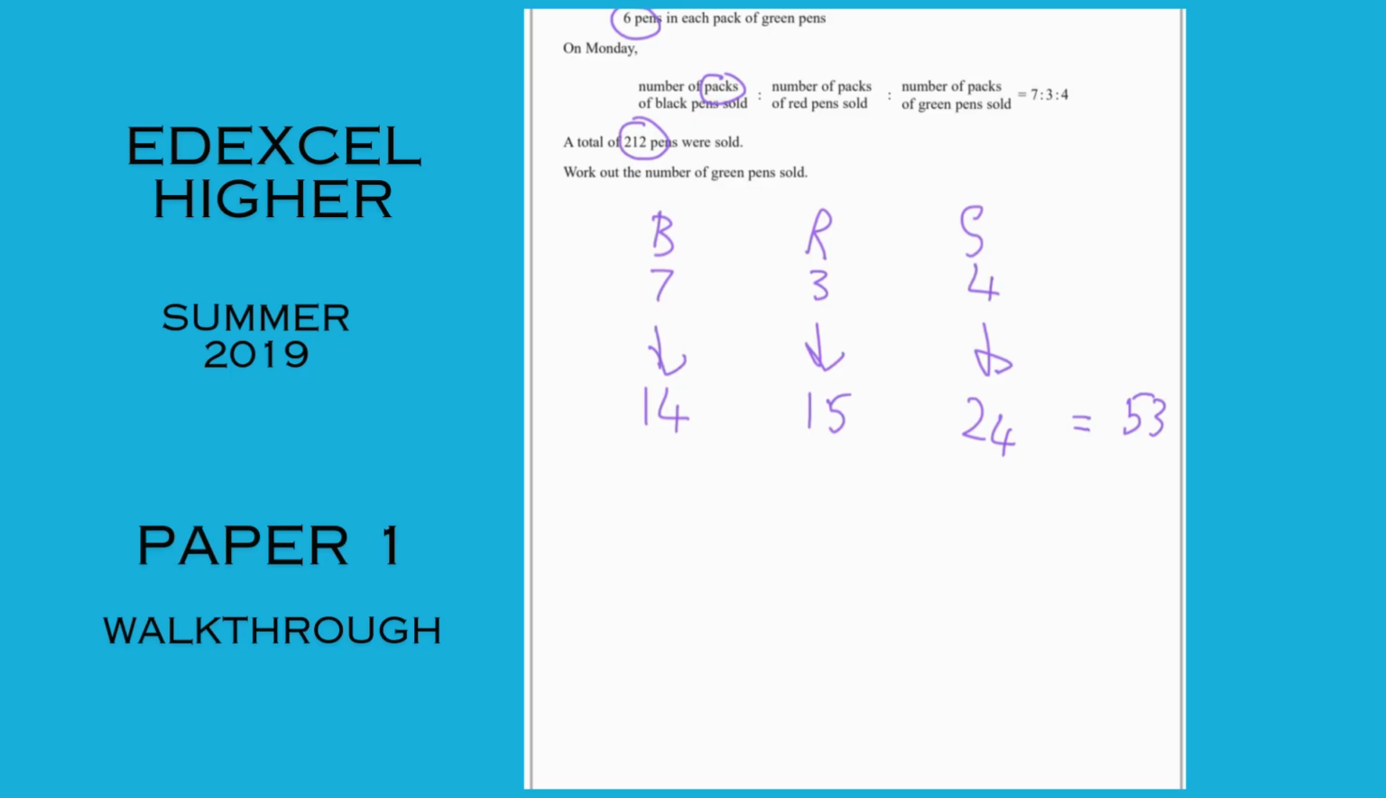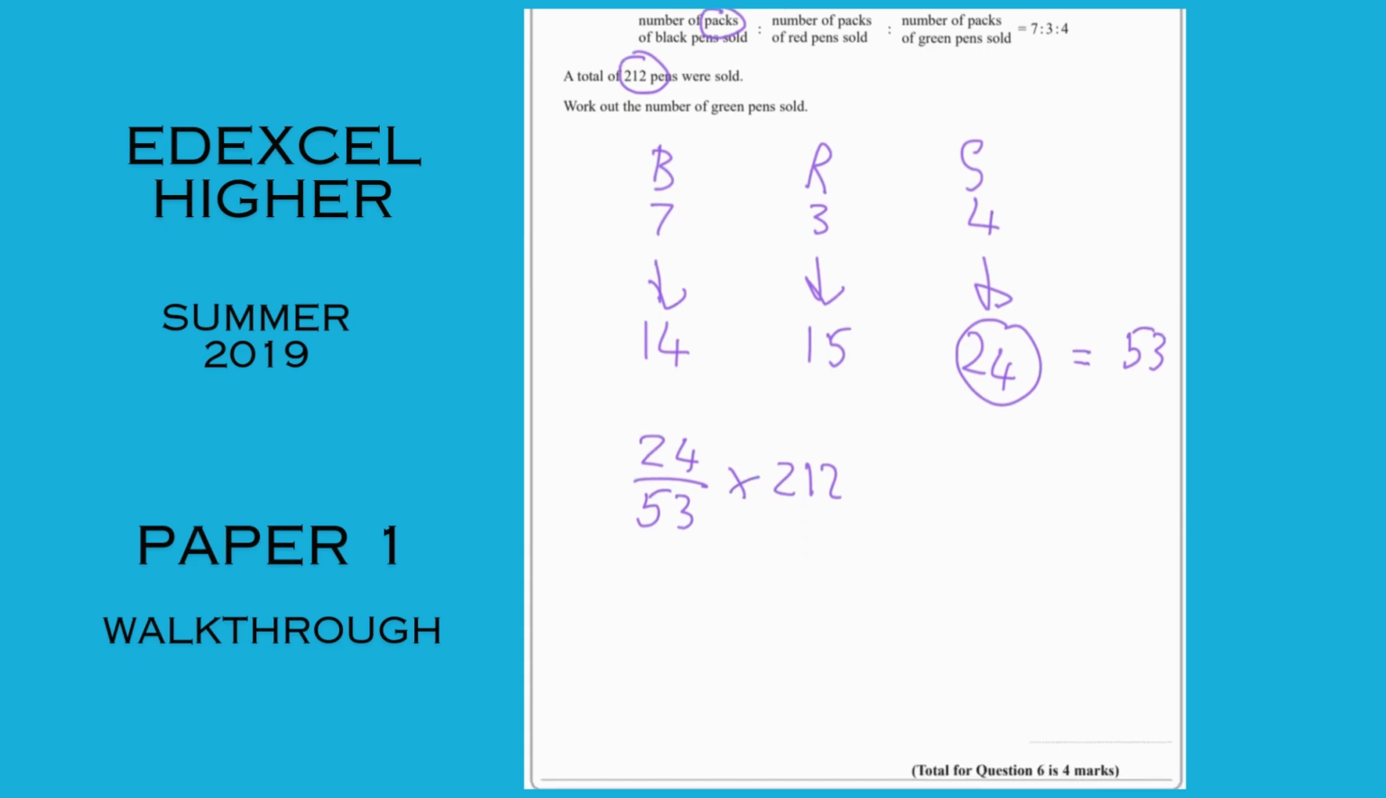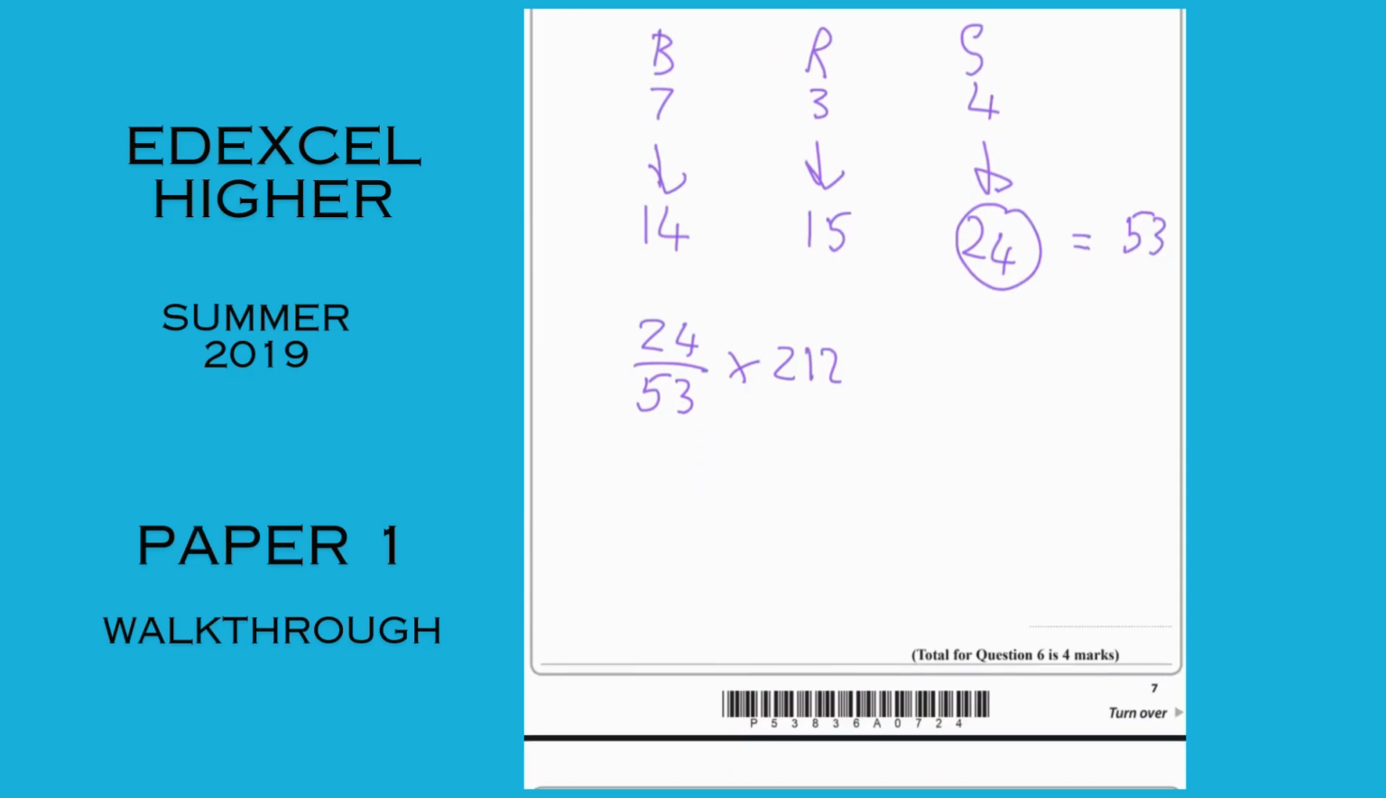So, work out the number of green pens sold. Well, the fraction of green pens sold is 24 over 53 of the 212, and of means times. Doesn't look very friendly without a calc, but don't forget what I've said. 53 goes into 212 4 times. And your top times top gives you the lovely easy answer of 96.